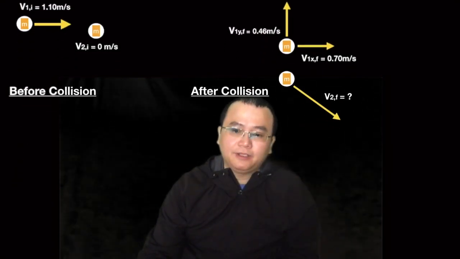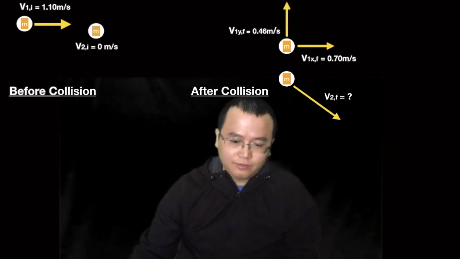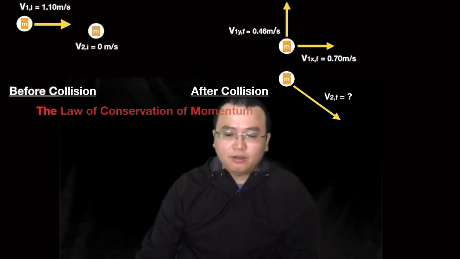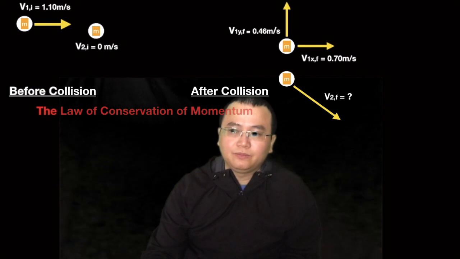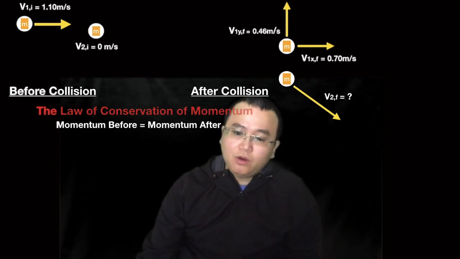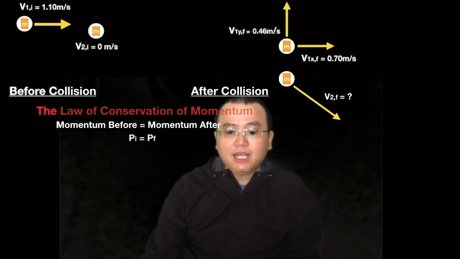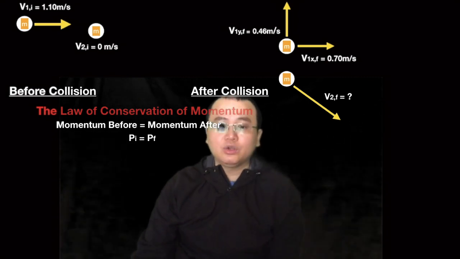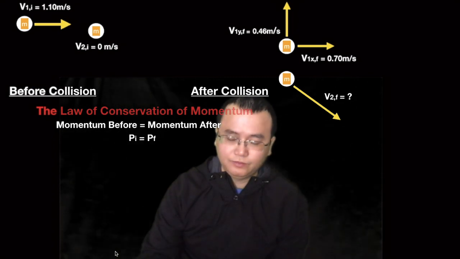Now that we have created a drawing, we're going to go into the law of conservation of momentum to solve it. Now we capture the drawing in a mathematical model. So momentum before equals momentum after. We can write it Pi equals Pf. I stands for initial, and F stands for final.